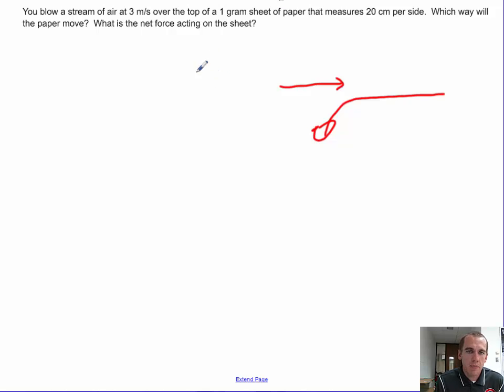Let's take a look at an example problem using Bernoulli's equation and Bernoulli's principle. You blow a stream of air at 3 meters per second over the top of a 1-gram sheet of paper that measures 20 centimeters per side. Which way will the paper move, and what is the net force acting on the sheet?